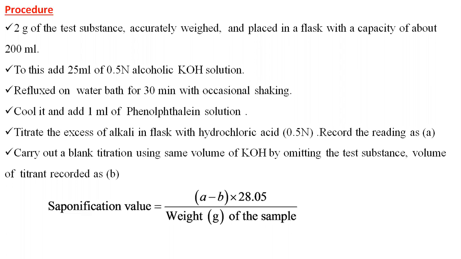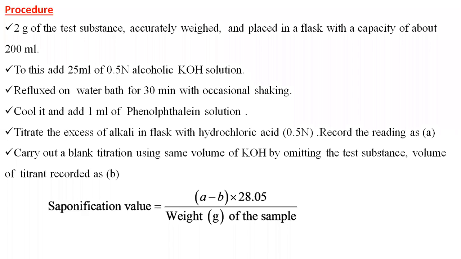We have to keep it on the water bath for 30 minutes with occasional stirring or shaking, then cool it and add 1 ml of phenolphthalein solution. When we add KOH, the KOH reacts with our fatty acid, and if any excess KOH is present in our flask, it is titrated with the 0.5 normal hydrochloric acid. So first, we record the reading as A.